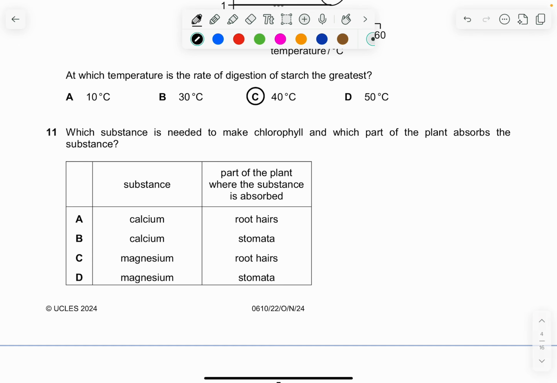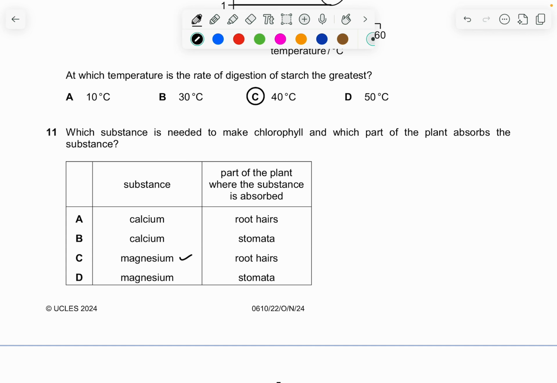Question 11. Which substance is needed to make chlorophyll, and which part of the plant absorbs that substance? So obviously for this one you must know your two mineral requirements, which are nitrate and magnesium. Nitrate is for growth, basically for the protein of the plant, and magnesium is for the pigment. Alright, so the substance is magnesium.